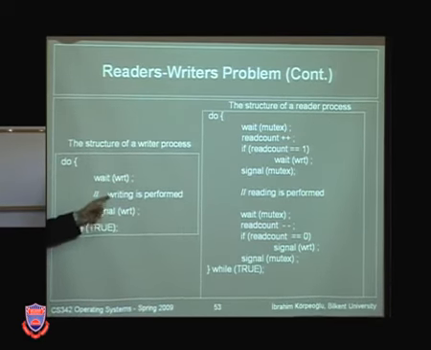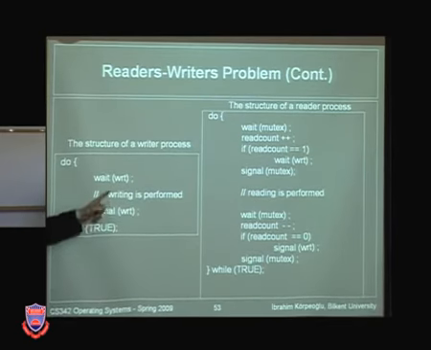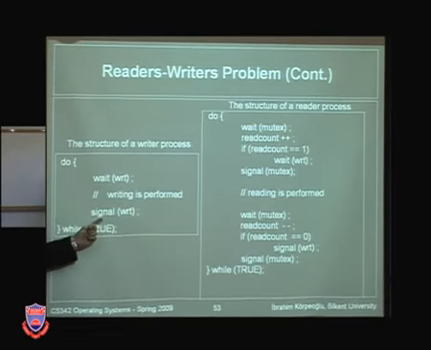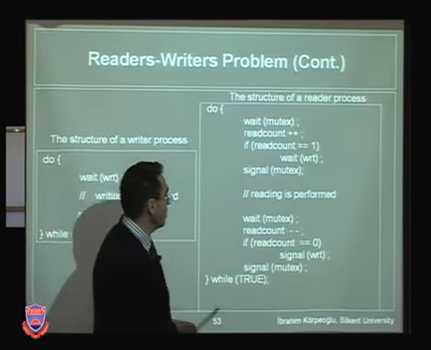Is it clear? However, if it could get the lock, it will be able to perform the write operation, and then it will do a signal operation on the write semaphore. We say that the writer is actually releasing the lock, okay? This is the logic. Is it clear? The writer's job. So let's look at how the reader is structured.